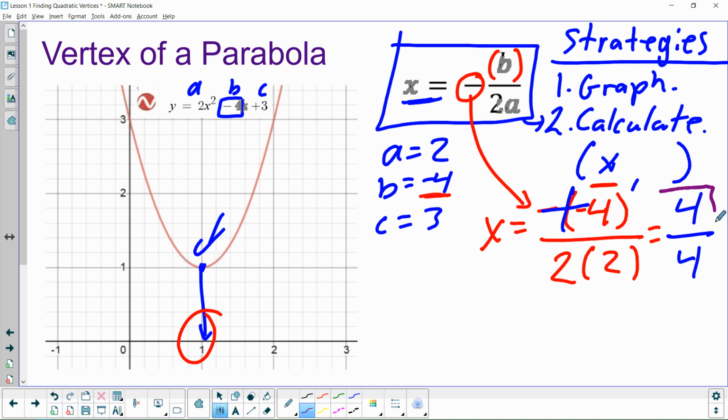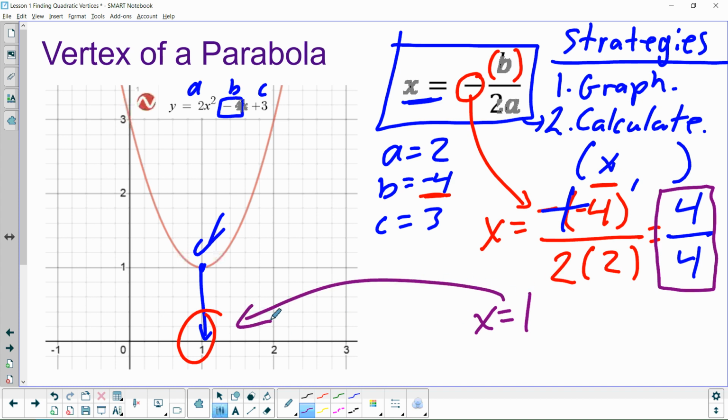This will get marked wrong. You need to reduce your fractions. X equals 1. But Mr. Barton, that's what I said at the beginning. X equals 1. We already know that. I know, kid. I told you not to ruin it for the rest of us.